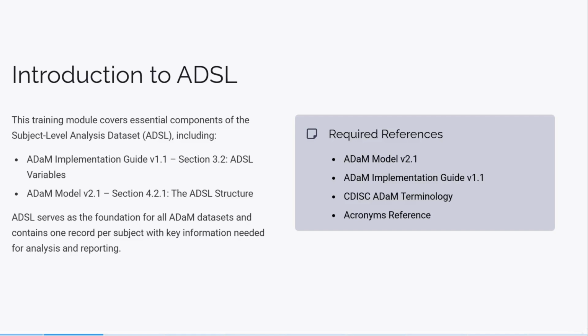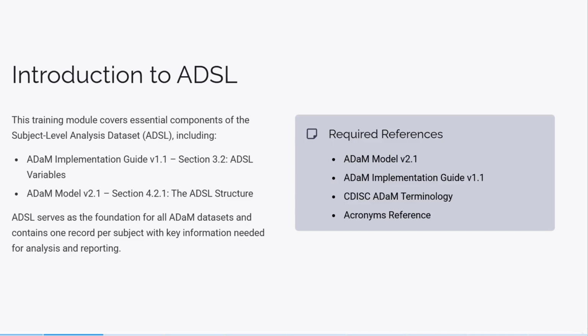Also, in the guide version 1.1, if you check section 3.2, you will have the ADSL variables. For the CDISC ADaM terminology, refer to the latest versions. However, for each individual study, the sponsor should confirm the version of the CDISC terminology to be used to start off the study.